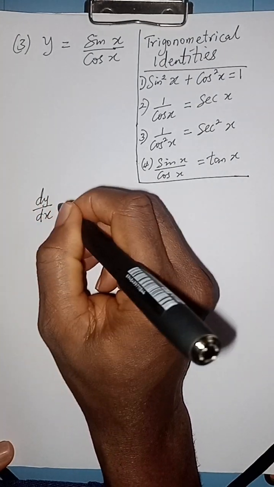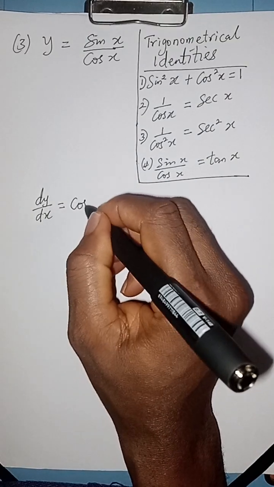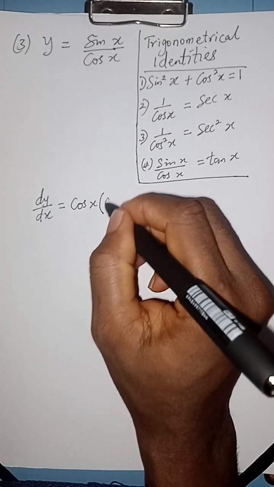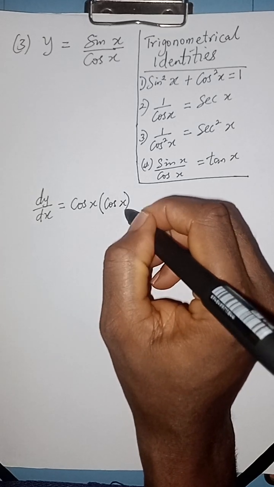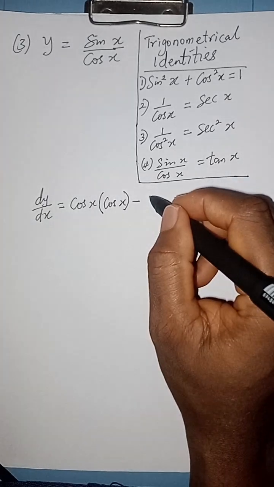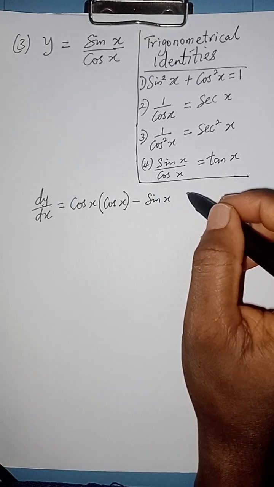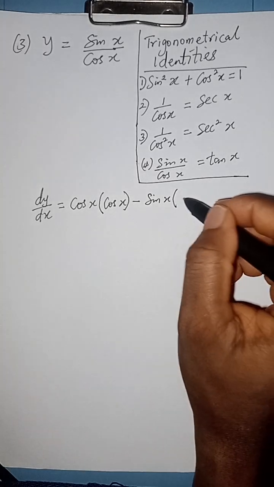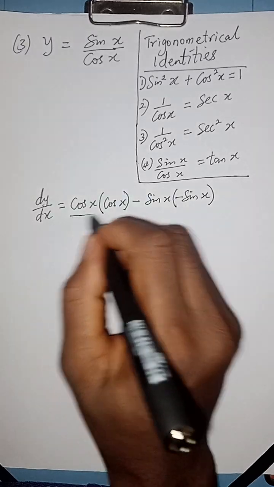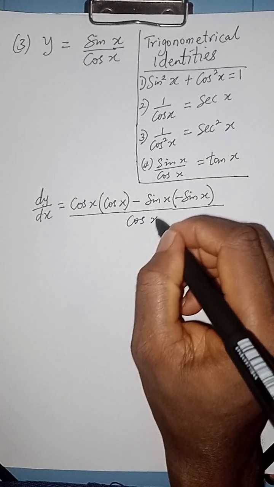The dy/dx will be, it's still the same procedure, keep cos x constant, then differentiate sine x, open a bracket for it. If you differentiate sine x, you get cos x. Then you close the bracket. Minus, this time around you keep sine x constant and differentiate cos x. If you differentiate cos x, it's minus sine x. Remember? Then divide by the denominator, which is cos x, and you square it.